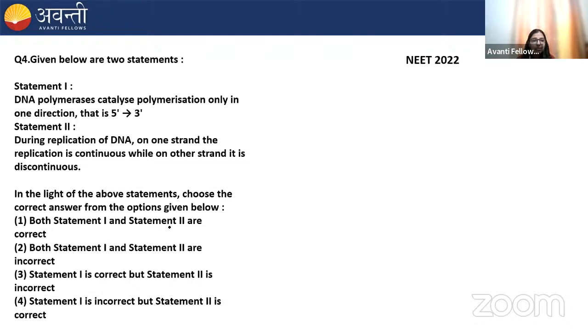Now moving next, given below are two statements. Statement 1 says the DNA polymerase catalyzes the polymerization only in one direction, that is 5' to 3'. Statement 2 says during replication of DNA, on one strand the replication is continuous, while on the other strand it is discontinuous. In the light of the above statements, choose the correct answer from the options given below. What do you think, what will be the correct option?